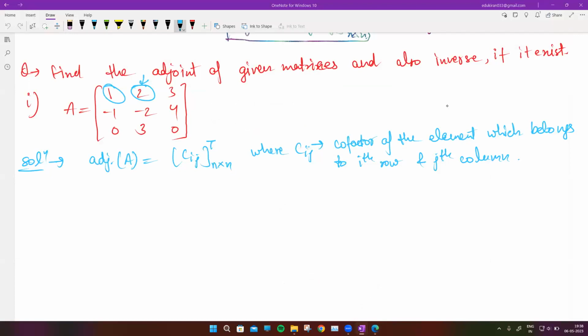Aram, are you able to find out the cofactor? If not, then just reply to me on text or however you are comfortable. So let's learn with me. We are trying to find out the cofactor. So this is the first row, first column element. This is the first row, second column element, right? You should know the row and column for each element, right? You are comfortable with that or not? Second row, third column, right?